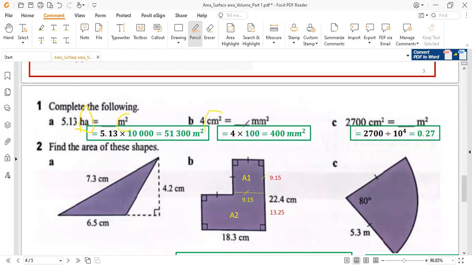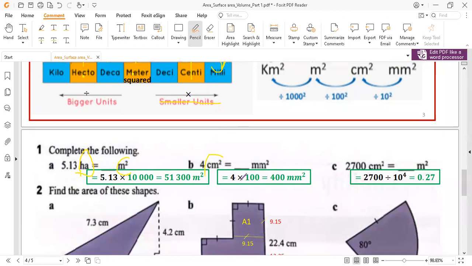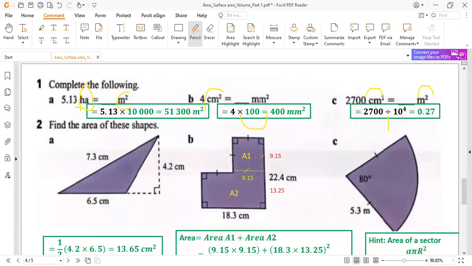And from centimeter squared to millimeter squared, going from larger to smaller units, we multiply by 10 squared, or by 100. And from centimeter squared to meter squared, from smaller to larger, we divide by 10 power 4.